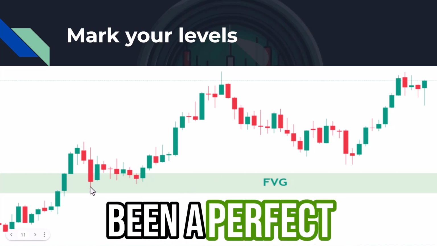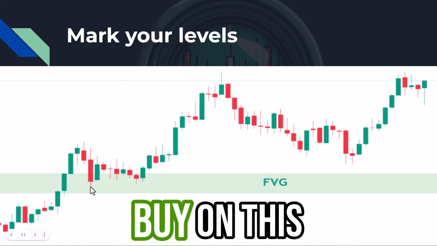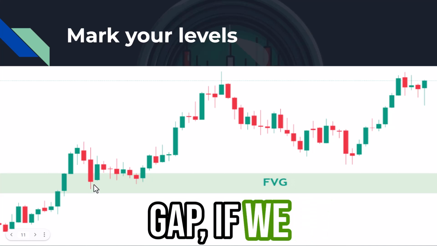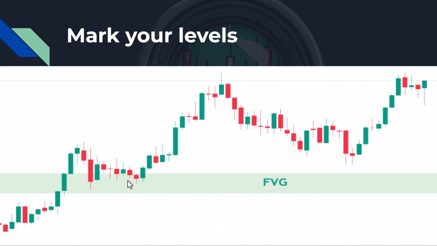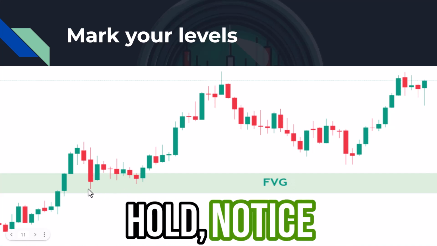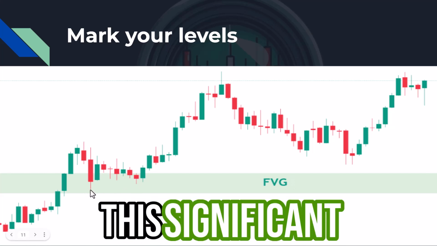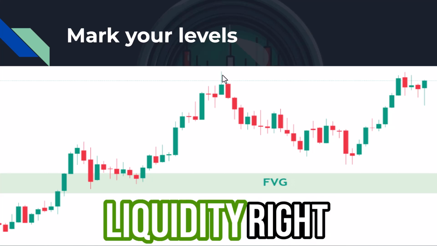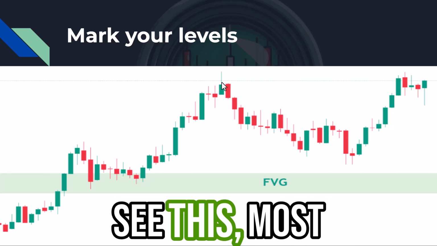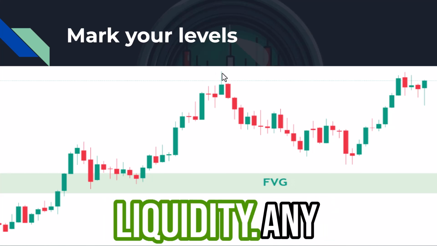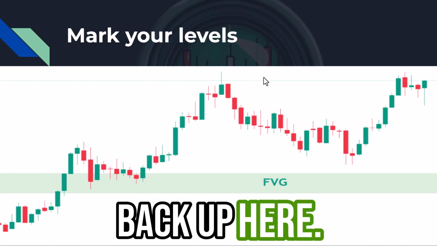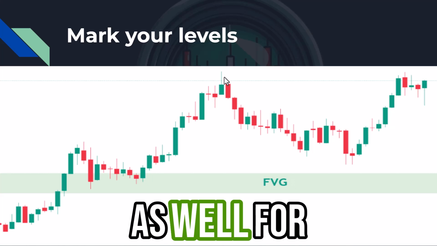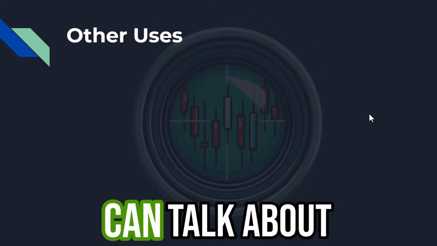This would have been a perfect entry right here if we entered for a buy on this down candle in the middle of this fair value gap. If we bought here and we just continue to hold, notice that price never came back down to this significant low. Not until we most likely took out high time frame liquidity right up here. As we see, this most likely was high time frame liquidity. Anytime price came back up here, that's when you could have even used that to enter as well for a short. But that's something we can talk about in another video.